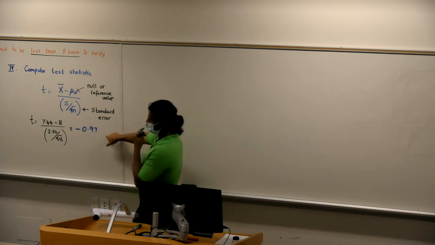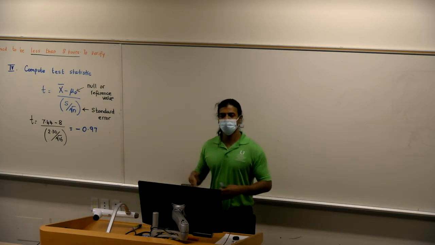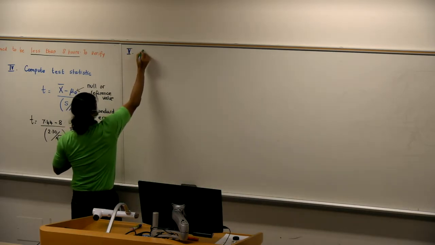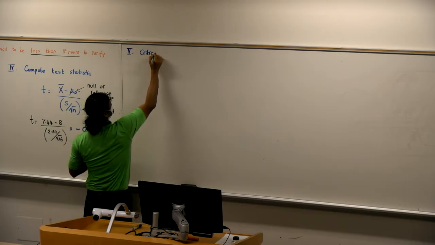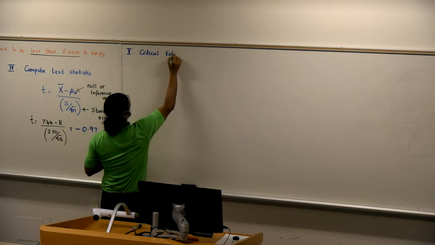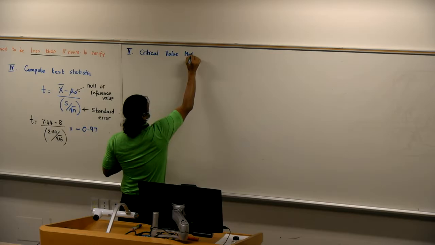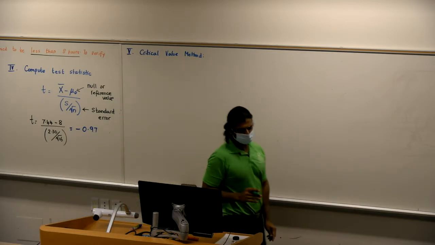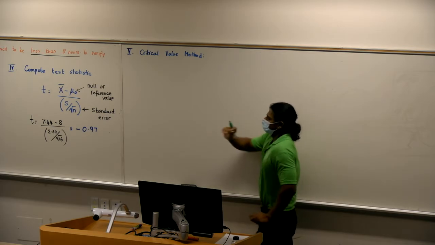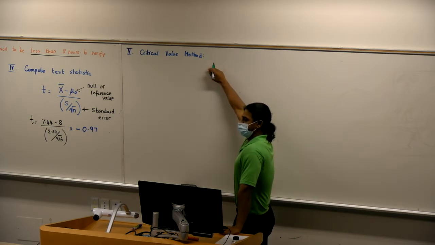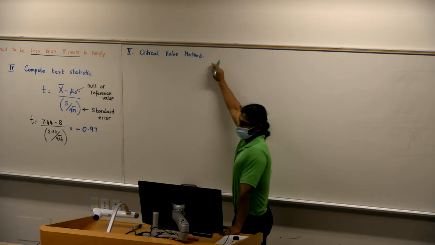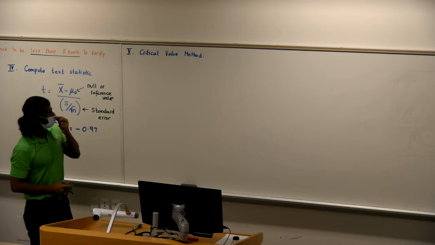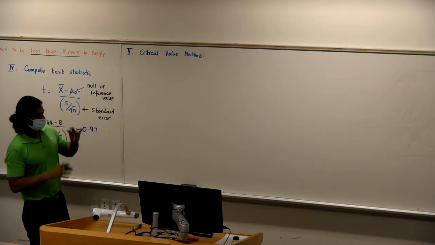Now that we have the test statistic, the last step is to obtain a conclusion. There are 2 ways to obtain a conclusion. The first one is the critical value method. The critical value method is preferred for instructional purposes, so you understand the method, but in practice we prefer the P-value method. So how do we do it?